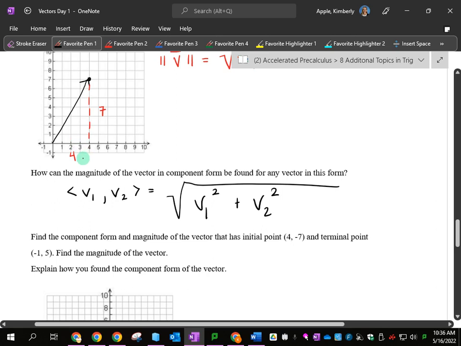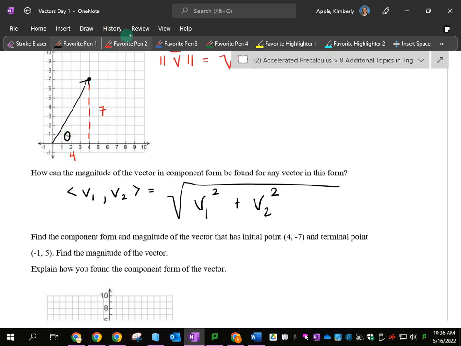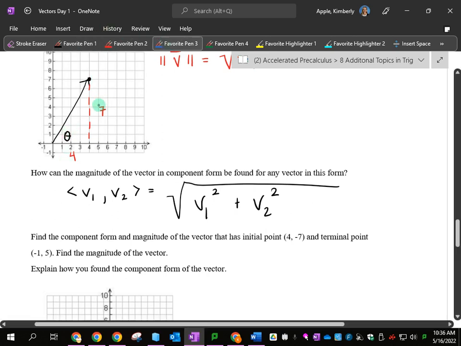Here's another side question. How can I find the direction theta of the vector v? This was not something that you did, but I want us to do it. How can I find the direction? How can I find this angle? Any ideas? Tangent inverse of b over a. Yeah, let's do that.